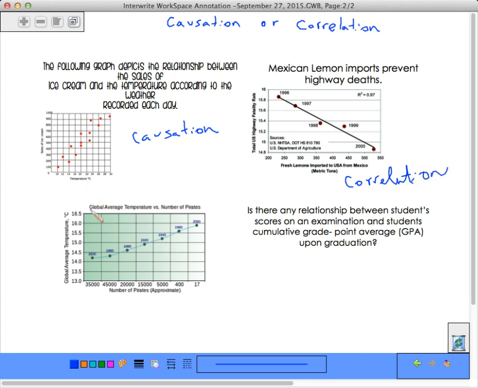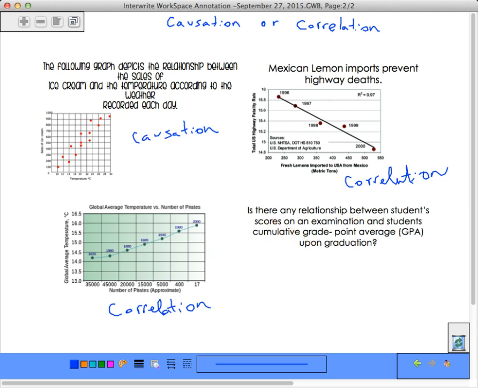Same with this one down here. We have the global average temperature versus the number of pirates. This is saying as the number of pirates decreases, the temperature rises. The one does not have any effect on the other. They just happen to both occur. So this is just a correlation. And it's positive because it's going up. This is also positive because it's going up. This one's going down, so it's negative. But it is just a correlation.